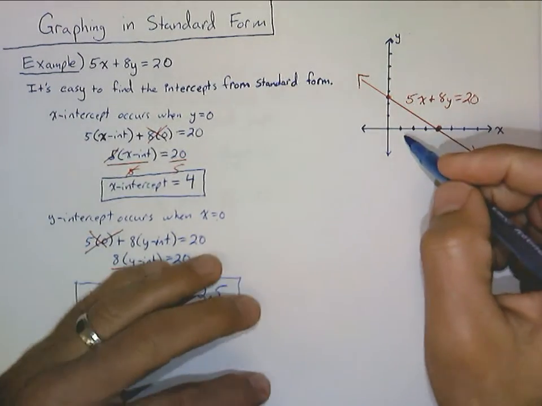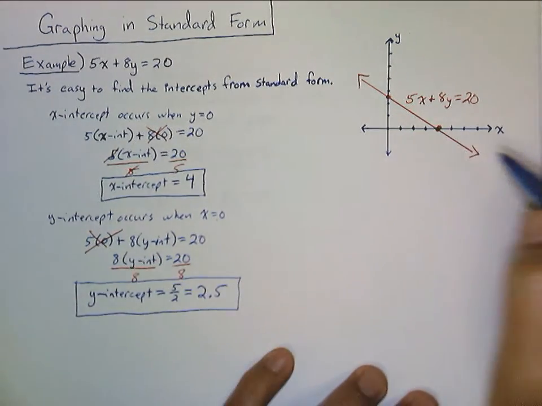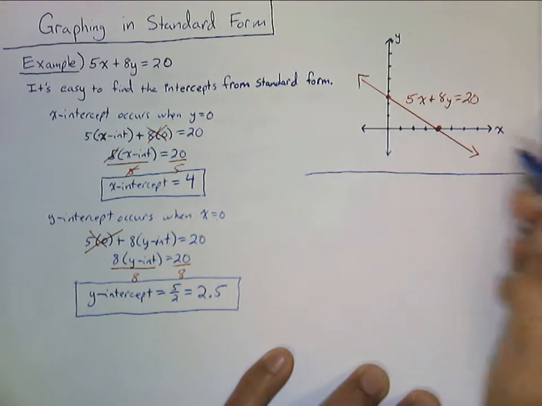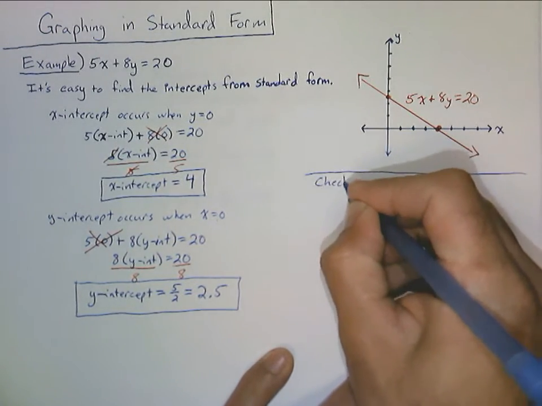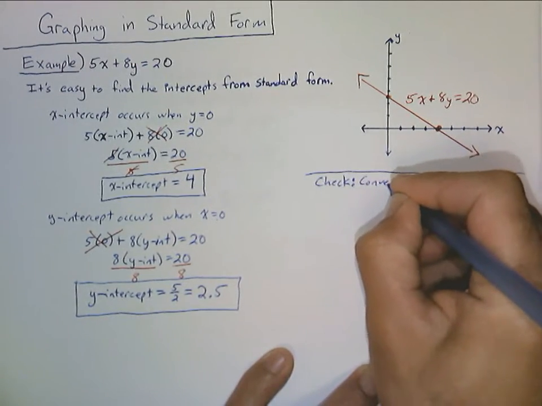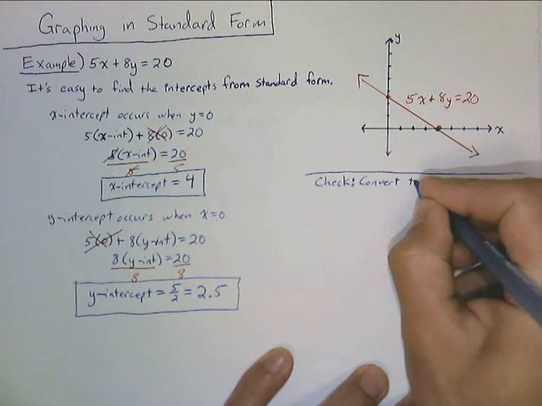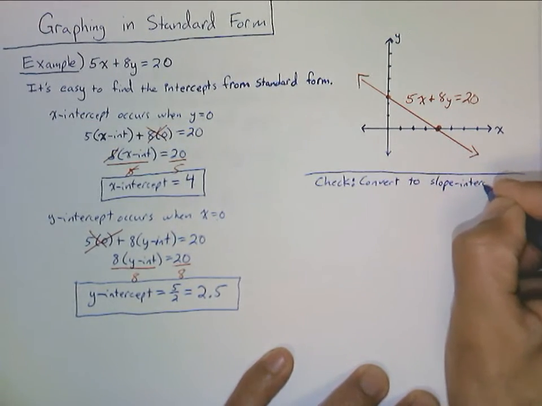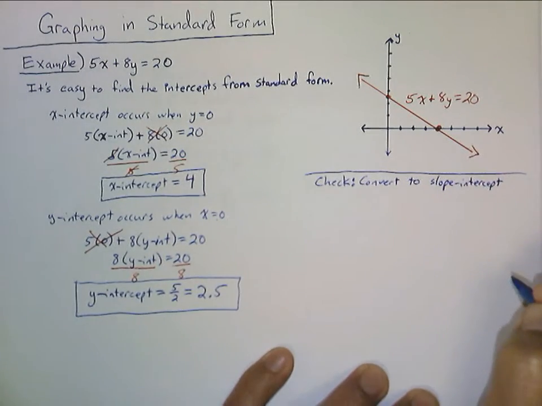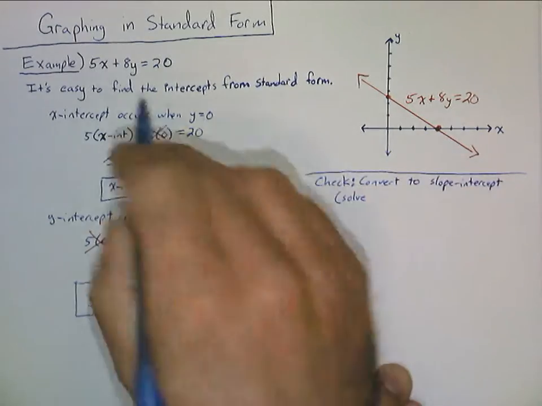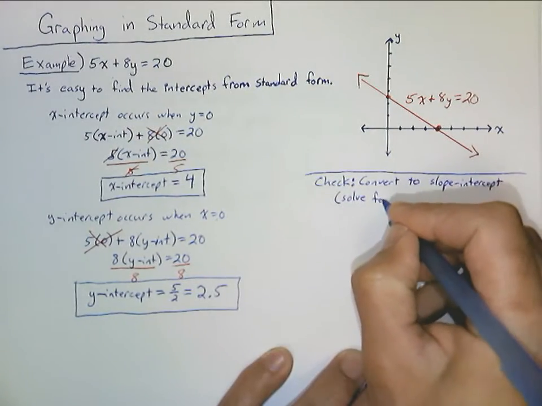Now, if we want to just make sure that we did this correctly, just for a little bit of extra assurance, we'll check this. And what we're going to do is convert the equation to slope-intercept form. And that's really easy to do. All we do is we solve the equation over here for y.